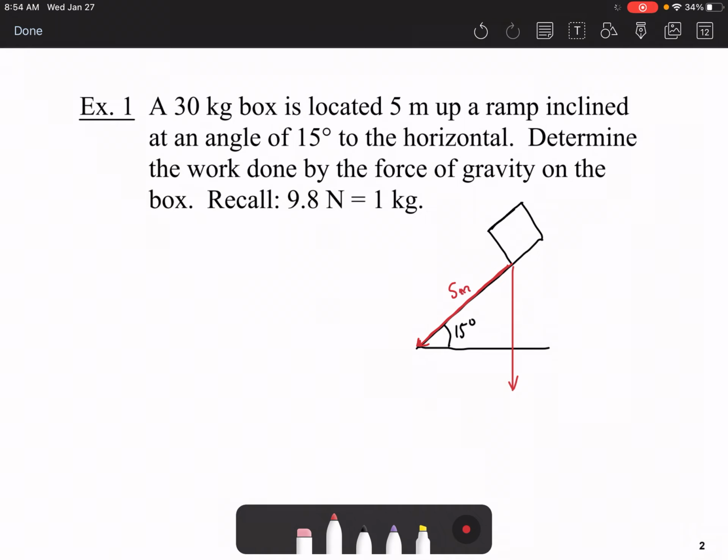Well, remember that 9.8 newtons is approximately equal to 1 kilogram, so 30 kilograms times 9.8 turns out to be 294 newtons. Now the thing is, the angle in between these two vectors is not 15, based on the fact that this angle down here is 15 degrees and this is a right angle triangle. This angle is actually 75 degrees in between.